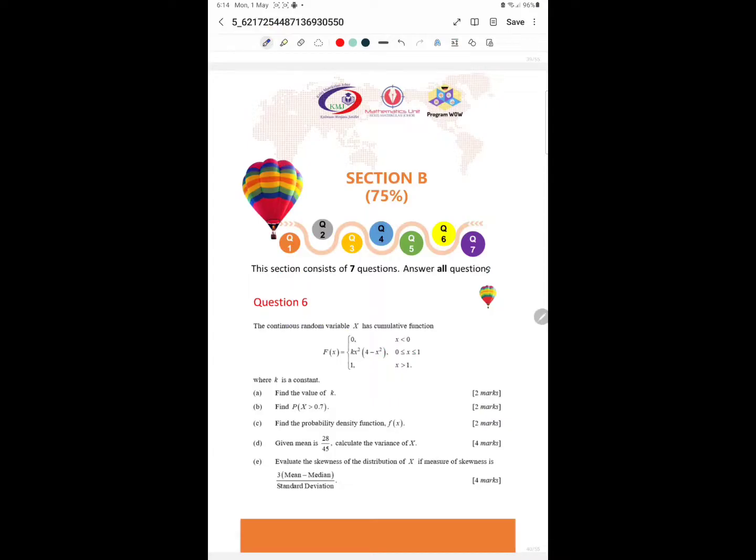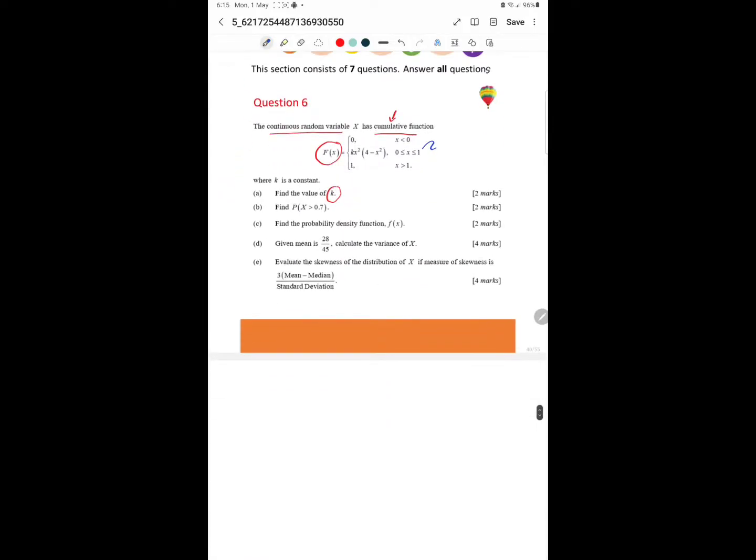We have continuous random variable and then cumulative function. So first thing first, you have to identify which function that the question gives you. So the question asks for the value of k. So we're not going to integrate since we have cumulative function. Alright. So what we're going to do is we will substitute the value of 1 and then this will be also equals to 1 because this is continuous.